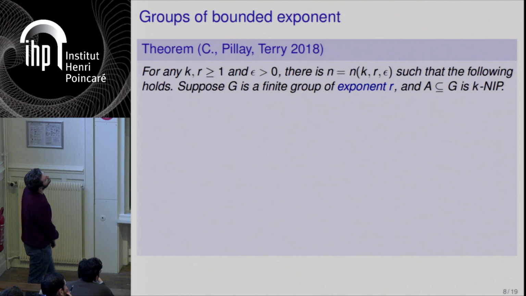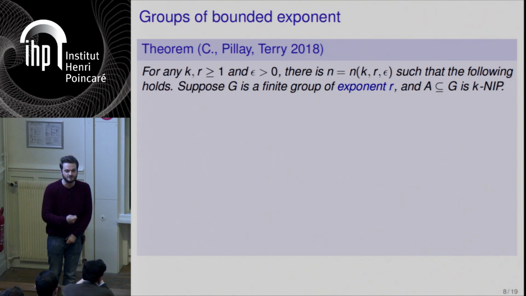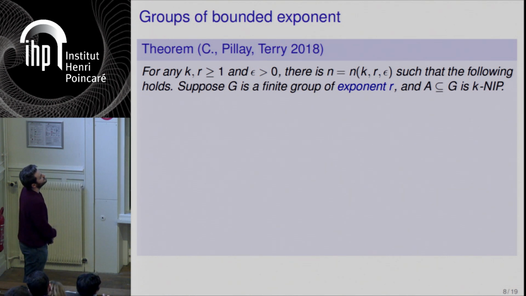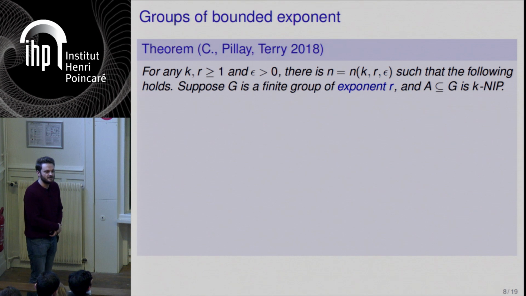For any integers k and r greater than or equal to 1, so I'm adding this extra integer r, which is going to be a bound on the exponent of the group, I find a number n, depending on this data, such that the following holds. And now it's going to look a lot like the stable regularity theorem, but with some slight tweaks. So I take a finite group of exponent r and a subset A, which is k-NIP. And what do I get?